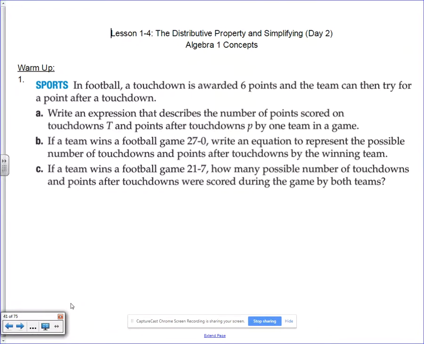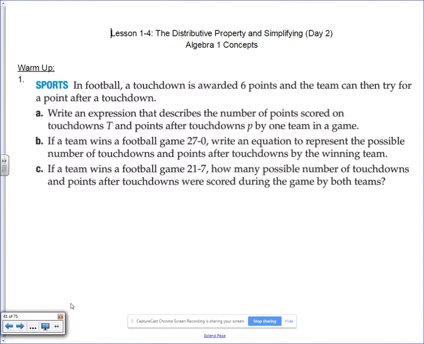In football, a touchdown is awarded 6 points, and the team then can try for a point after a touchdown. How much is a point after a touchdown worth? Just one. So altogether, you could get 7 points, right? Do you get an automatic 7 points? No, it's automatic 6, and then you have to kick the point after.